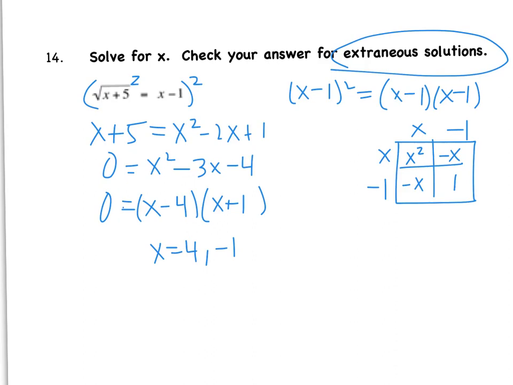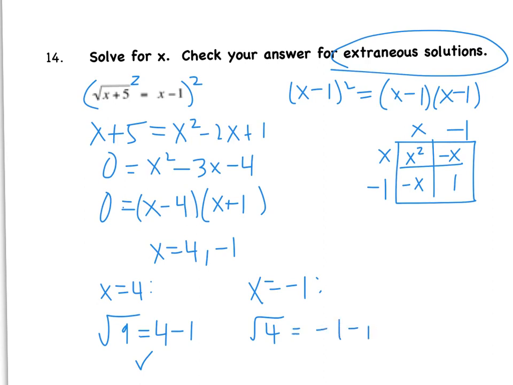Now, we are told to check for extraneous solutions, so we have to do that. Do that by plugging the numbers in. If I plug in 4, I get the square root of 9 equals 4 minus 1. That works. If I plug in negative 1, I get the square root of 4 equals negative 1 minus 1. Does that work? No, so I get 2 equals negative 2.